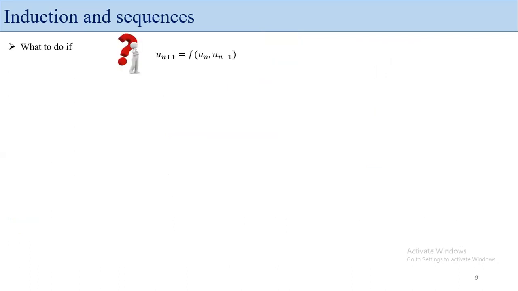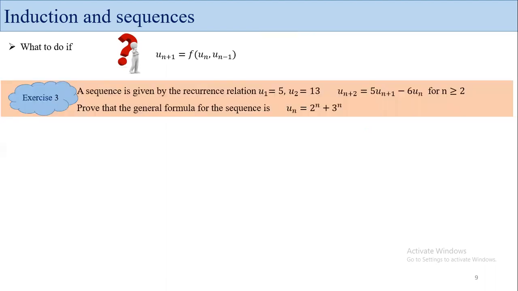What should we do if the (n plus 1)th term in the sequence is a function of the previous two consecutive terms? Let's work on one example. We are given a sequence with the recurrence relation u1 equal 5, u2 equal 13, u(n+2) is 5 multiplied by u(n+1) minus 6 un for any n equal or larger than 2. We are asked to prove that the general formula for the sequence is 2 to the power of n plus 3 to the power of n.